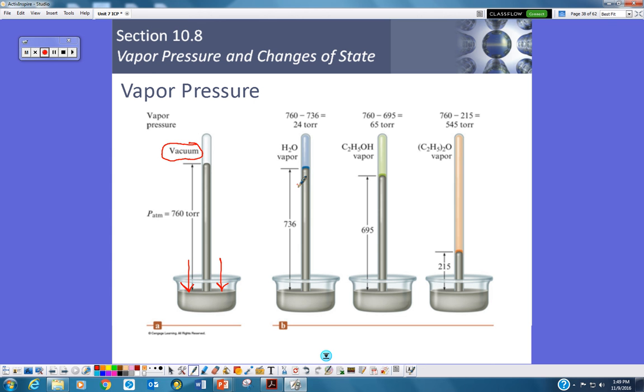If we were to fill this with water vapor and do the same thing, we're only going to draw up 736 millimeters of mercury. And that's because the vapor pressure of water at standard temperature is 24 torr. So we can determine that it's 24 torr because when we do this experiment, we would raise it up 736 millimeters Hg. We subtract that from standard pressure, and then we get 24 torr.